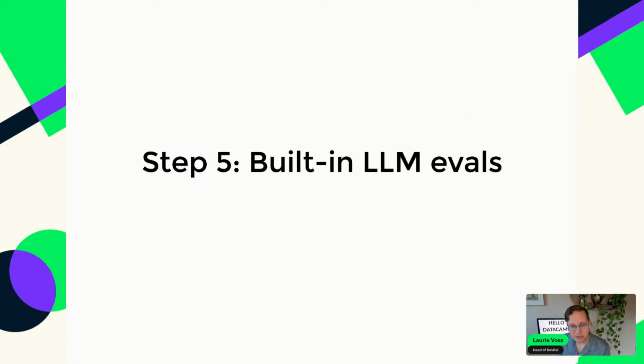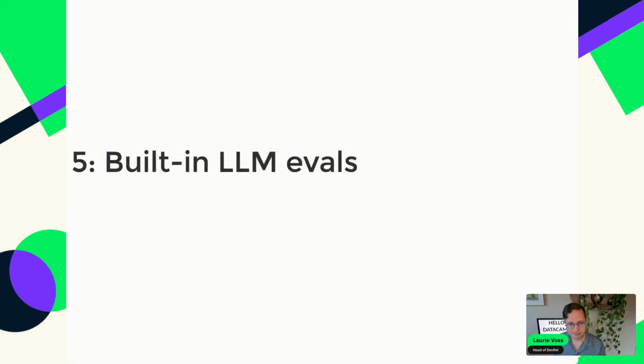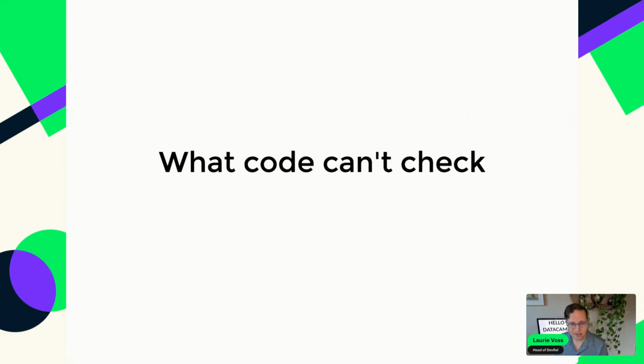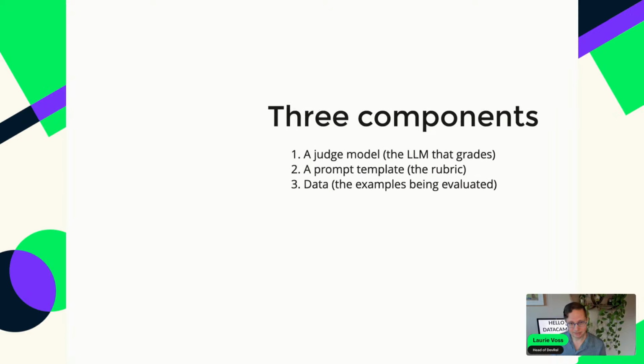So let's move on to step 5, which is built-in LLM evals. This is where it begins to get interesting. Code can check whether the ticker appears, but it can't check whether the analysis is good. Is the financial data accurate? Is the report complete? Are the recommendations well reasoned? Those are semantic questions, so you need a judge.